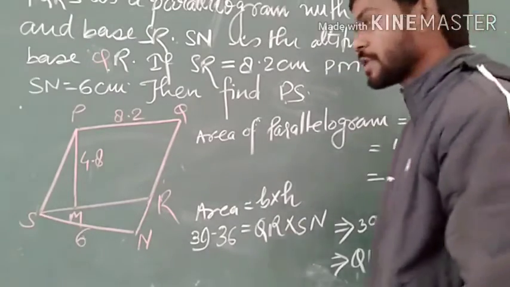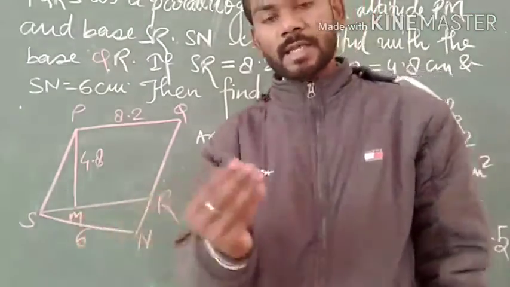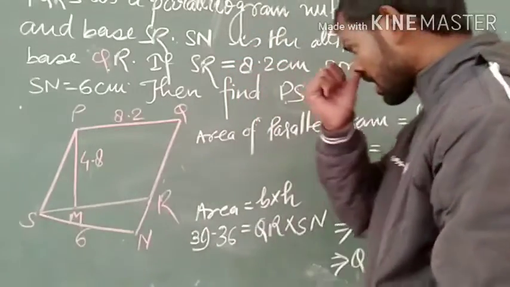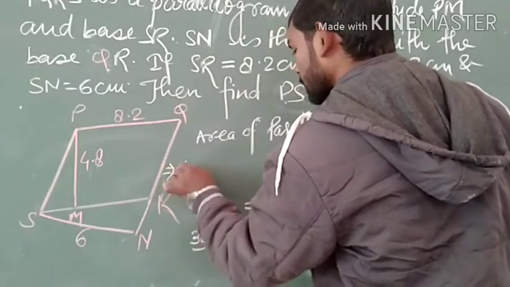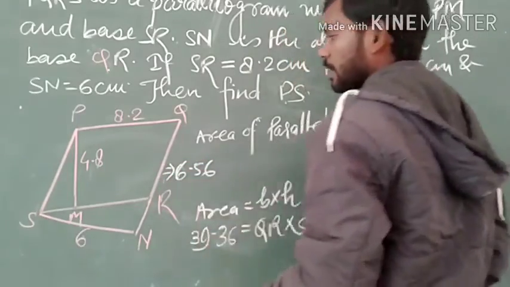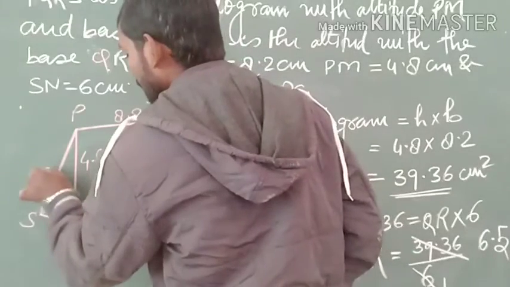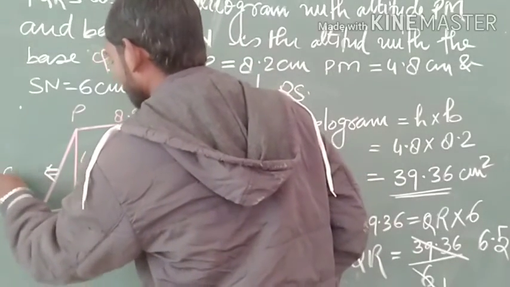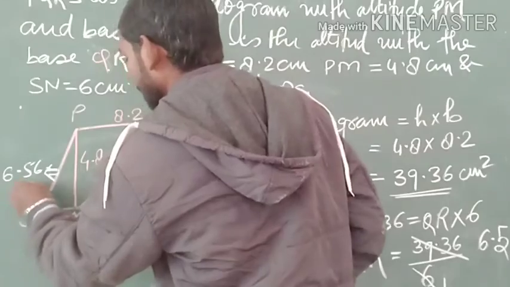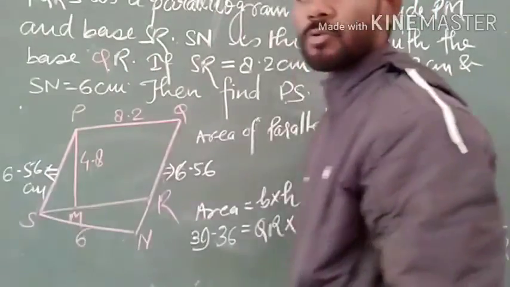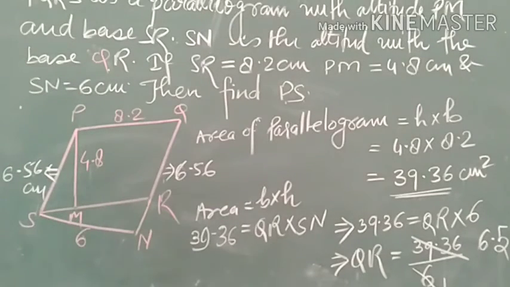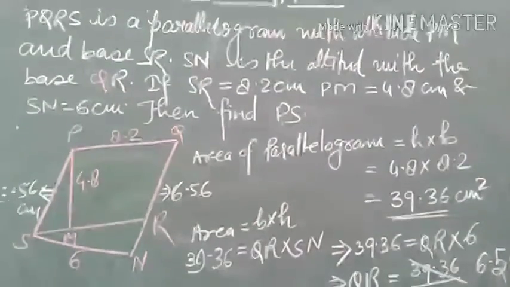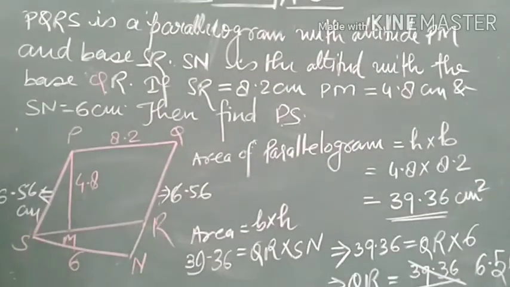As I told you in the definition, opposite sides are equal and parallel. So when QR is equal to 6.56, then it is obvious that the value of PS is also 6.56 centimeter. Therefore, the value of PS is 6.56 centimeter. Okay. Therefore, 6.56 is the right answer.